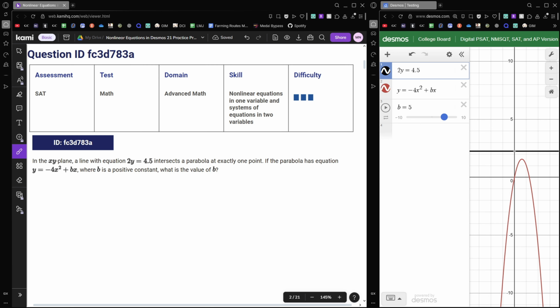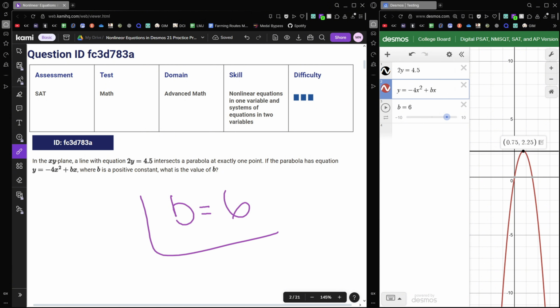So let's keep going and keep going and keep going. And here at 6, it intersects the parabola at exactly 1 point. So the parabola intersects the line at 1 point, I've said this a million times, when b is equal to 6. So 6 is the value of b.